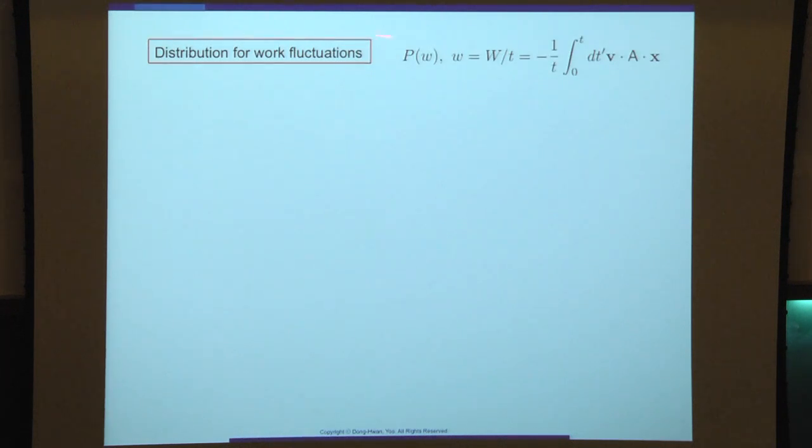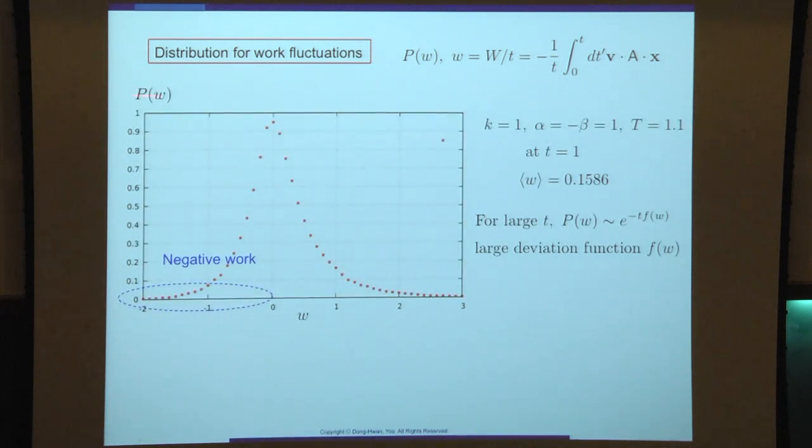Next is the distribution of work fluctuation. P of small w is the work production rate, and from the simulation we can get this work production rate from this integral. In simulation, this measured quantity is not constant. That means it is a very fluctuating quantity about the center. As a result, we were able to find this distribution function for the work fluctuation. This is a broad distribution, and this is the work production rate.